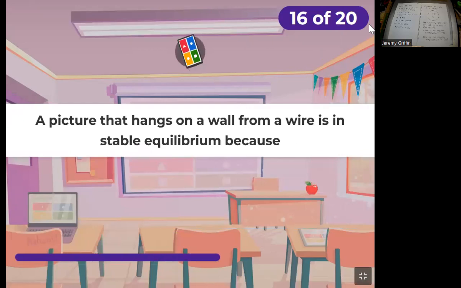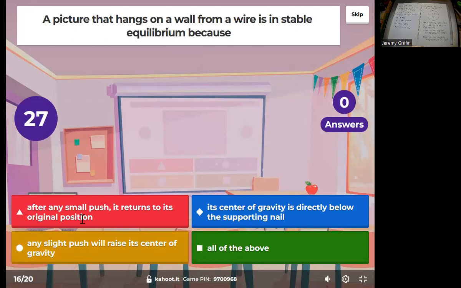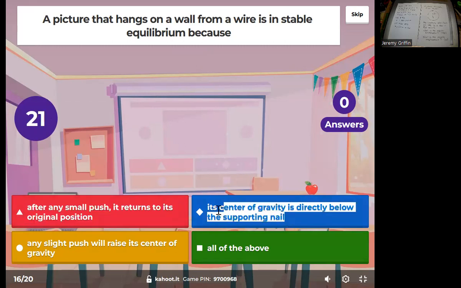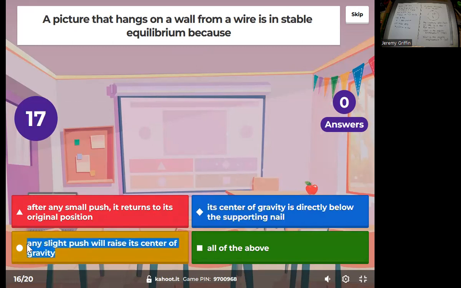A picture hangs on a wall from a wire. It's stable because, let's see, after any small push, it returns to its original position. That's true, right? Its center of gravity is located beneath the supporting nail. That also sounds true. Any slight push would raise its center of gravity. Right, this sounds true also. Okay, so I'm going to go with the green one. I think these are all true statements. I'm going to draw that one out for you guys too.